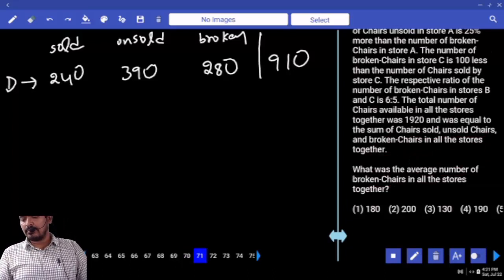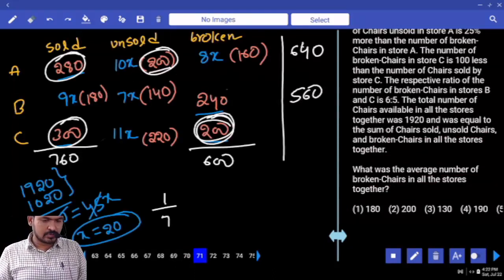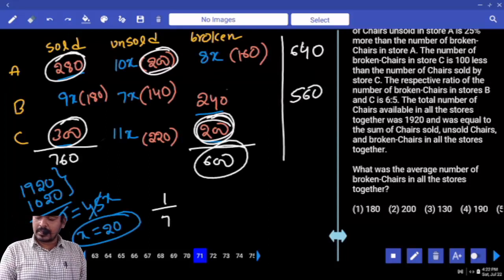Next question, number 71. What was the average number of broken chairs in all the stores together? Broken value 600, but average means 200.